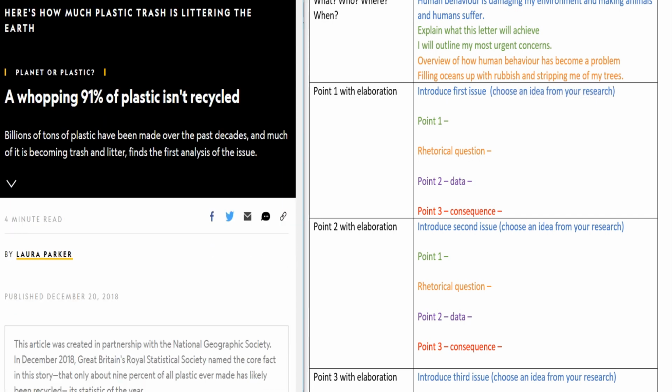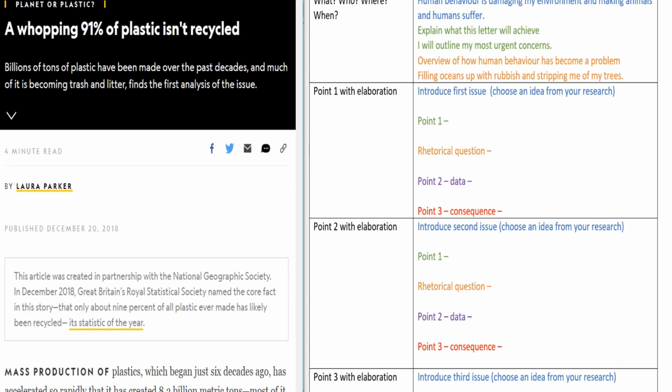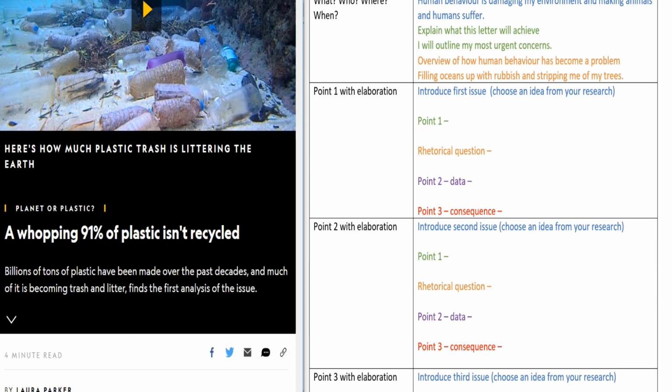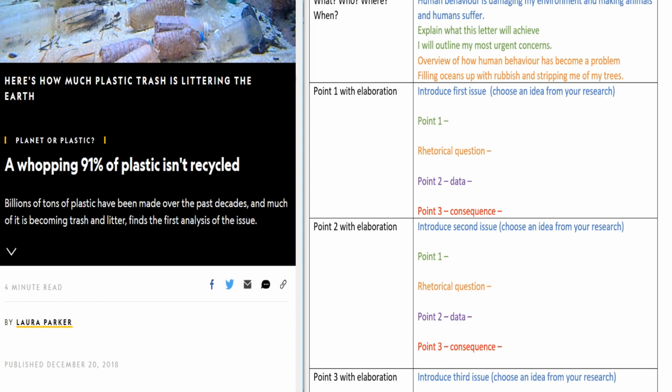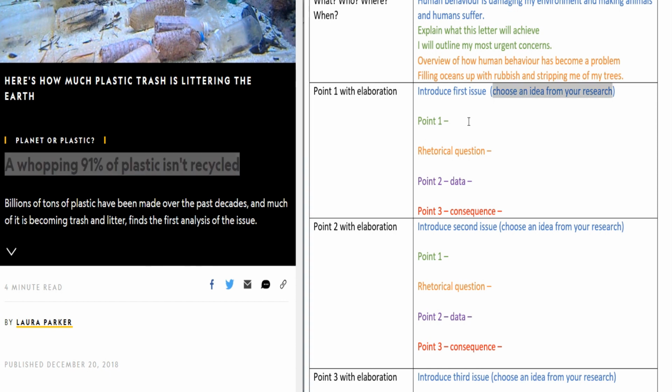Right, so I did my research, I watched my video, but also I went on to this website, which is National Geographic. And to be fair, my first issue really leapt out straight away. And it actually came along in the heading of this page, which is why it's an effective heading, I guess. A whopping massive 91% of plastic isn't recycled. That's amazing. Right, so that is my first point.